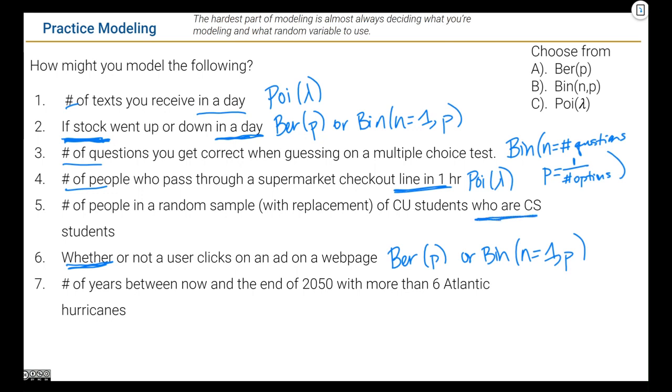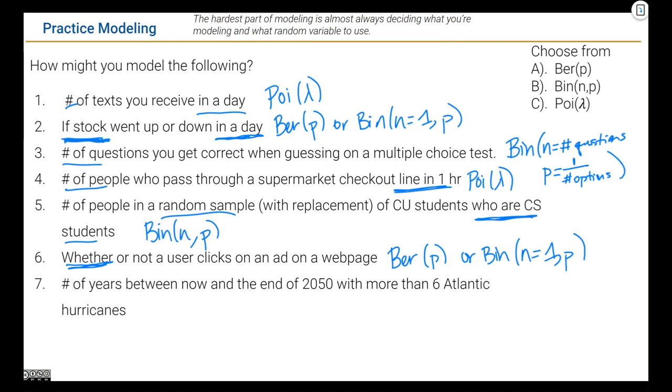Number of people in a random sample with replacement who are CS students. So again, this is a success situation, but I'm repeating it n times because I'm taking a sample. So binomial, where n is the sample size, and then P is the probability of being a CS student.